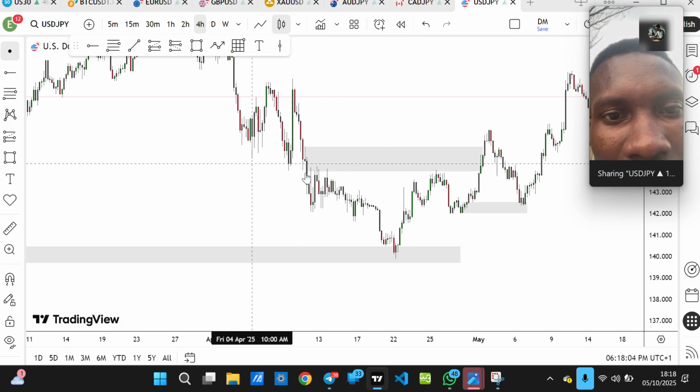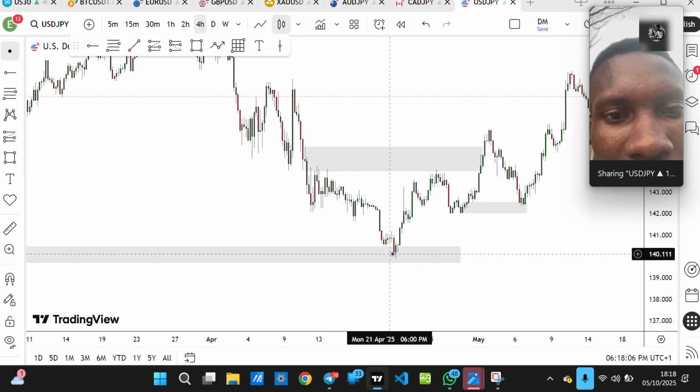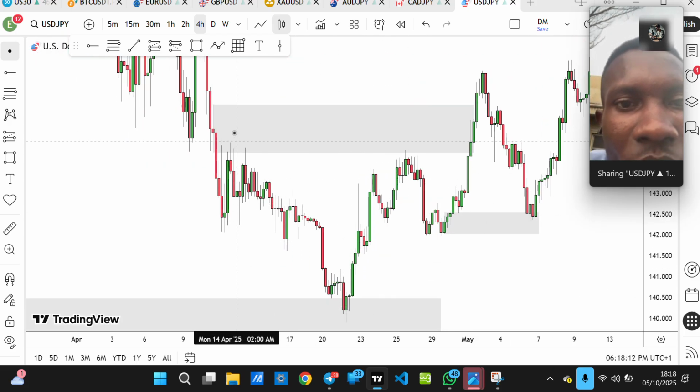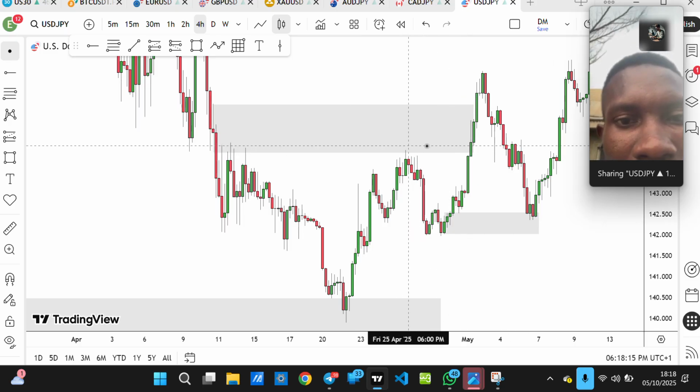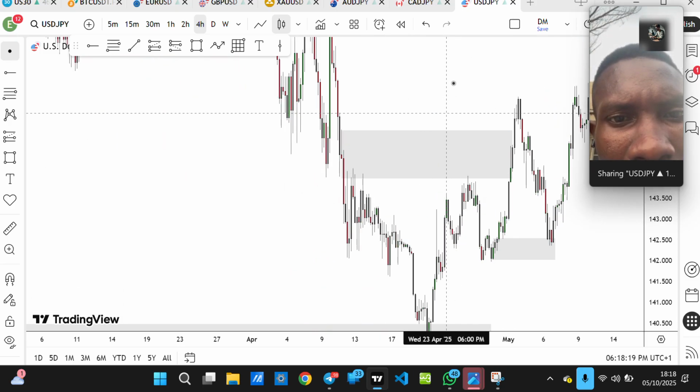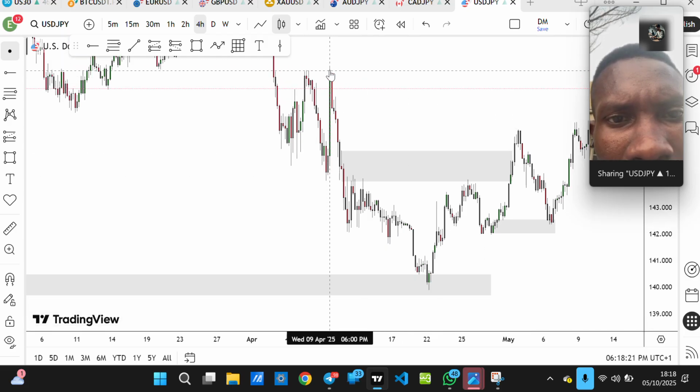And then we came down here and tapped here. There are different ways you can view it. But we had supply here, so it was responsible for pushing price down, because everything that is happening is happening inside of this.